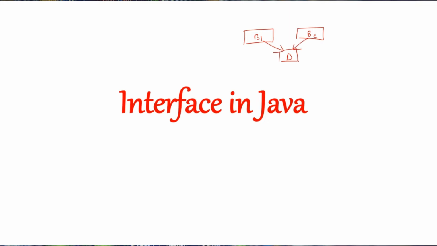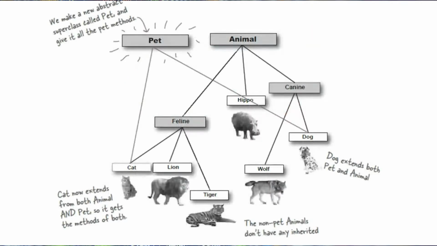There is a genuine problem in this kind of inheritance. So Java stopped multiple inheritance, and instead Java introduced this concept called interface. So let's see the purpose of an interface and the requirement for multiple inheritance. Now consider this animal hierarchy. Up to this, absolutely no problem.